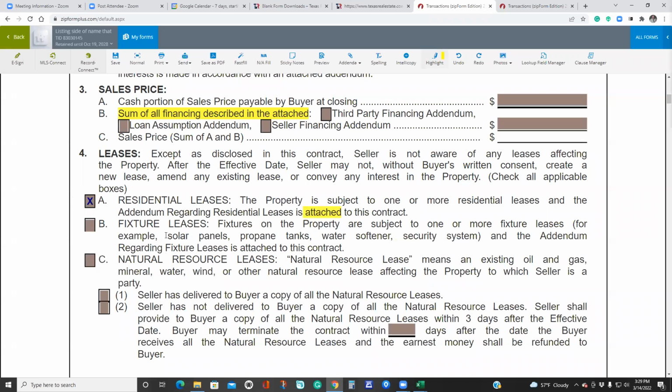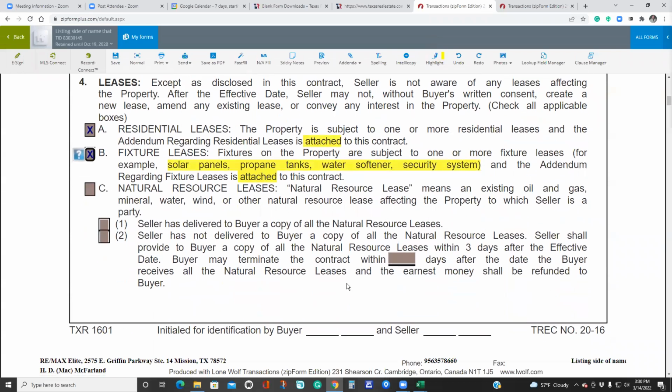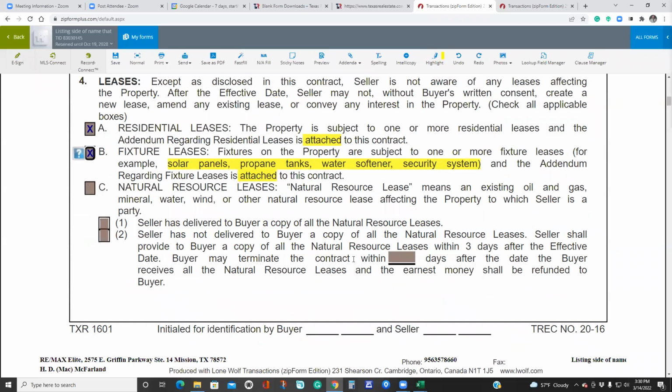Fixture leases. If you have a fixture lease, and it gives you some examples of what those could be, again, the lease needs to be attached. So this box would need to be marked for that to work, right? And the same thing with natural resources. We don't see that one very often, and that's understandable. It's more the rural area than other places.